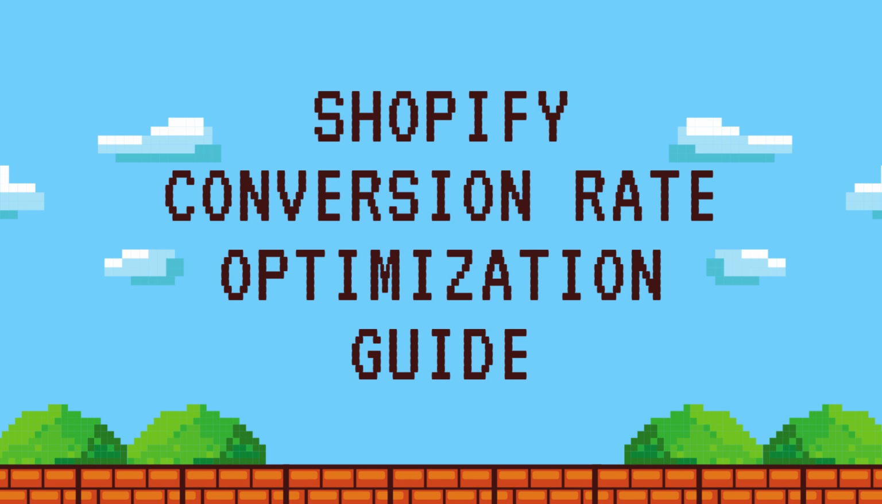Okay, so we've got our hypothesis. What's the final step in this CRO process? So the final step is testing. You've got to put your hypothesis to the test. And this could involve A/B testing, where you create two different versions of a page and see which one performs better. Or it could involve other types of testing, like multivariate testing, where you test multiple variables at the same time.